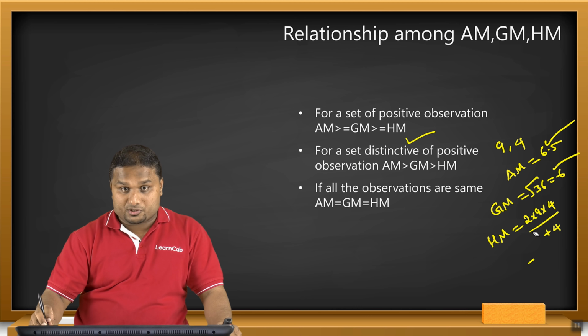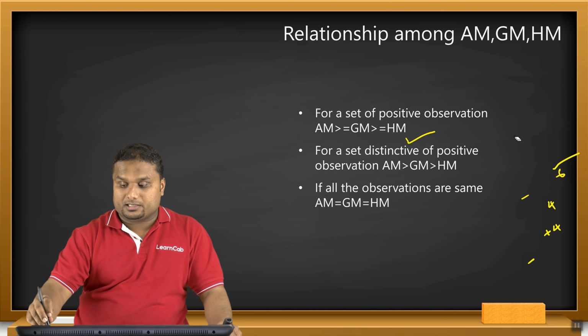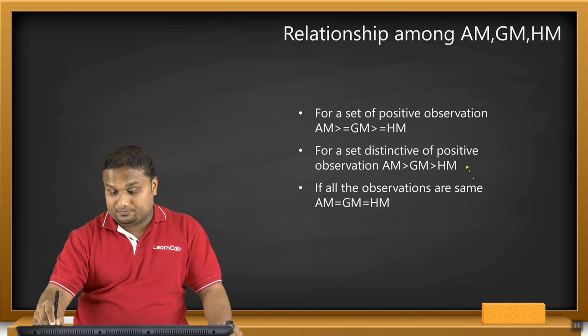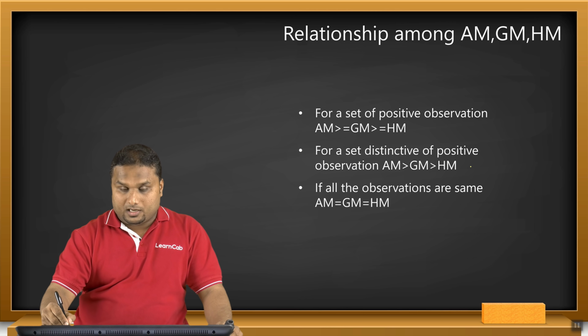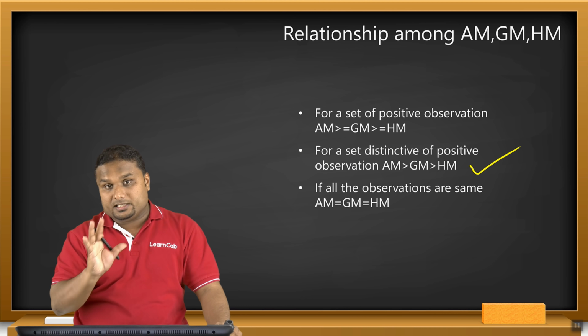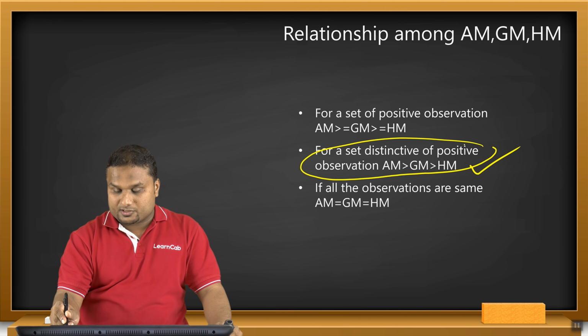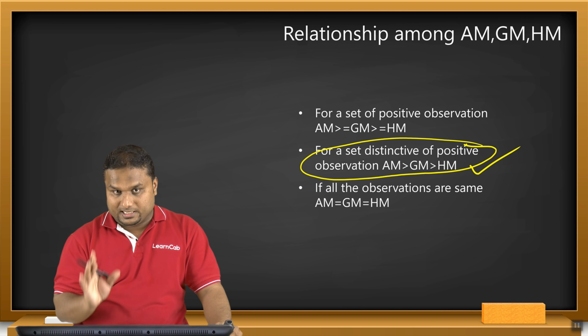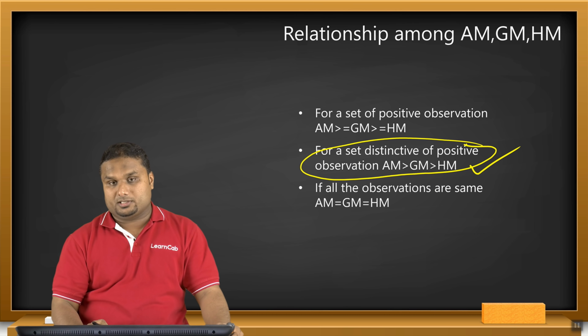For a set of distinct positive observations, AM greater than GM greater than HM, this question was tested in the recent past 3 times. After 2014, this question appeared 3 times in your exam. So please remember, this relationship is not there inside your textbook, but it is there in set A of the multiple choice questions of the textbook.